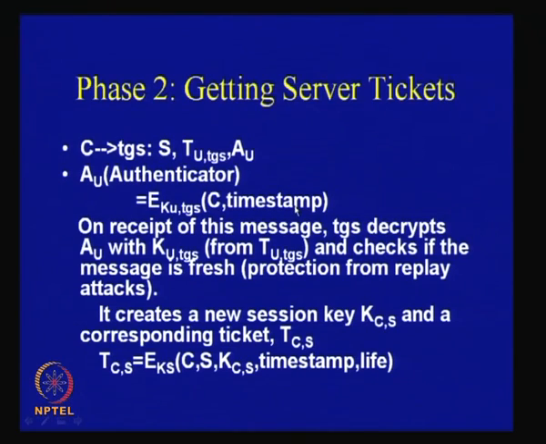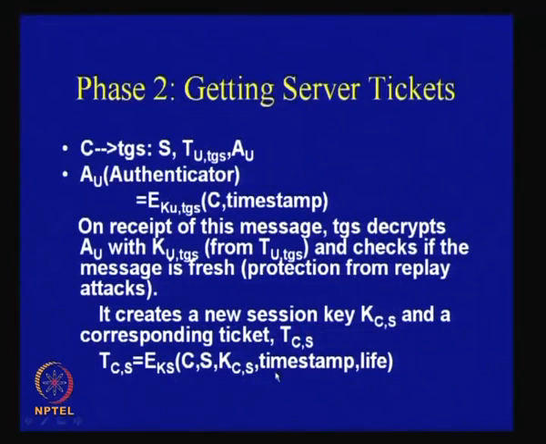And therefore, in the next message, when the ticket granting service communicates back with the client, it uses this timestamp to indicate again that it is a fresh message and not a case of replay which has been sent back, right? Now the ticket granting service is sending a message back to the user, sending what? Sending the ticket for communicating with the server along with the session key which the user will actually use to communicate with the server, right?